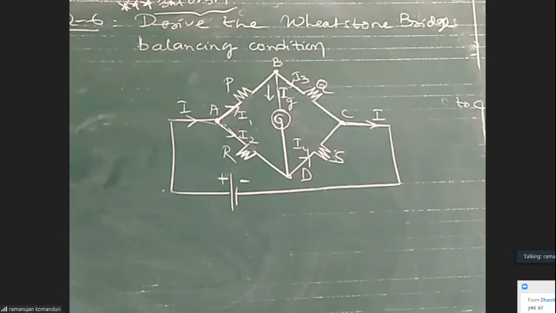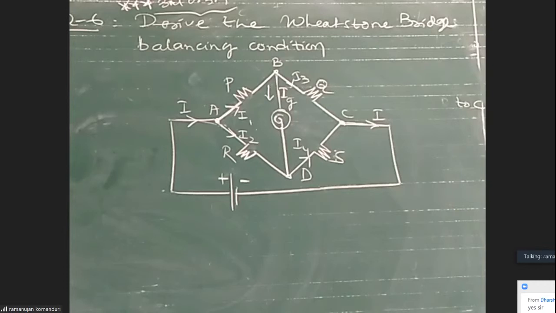Now listen. I have a circuit with four resistors P, Q, R, S. You can see in the diagram that PQRS are four resistors, and there is a battery connected which gives out a current called I. Current I reaches point A and finds two paths. One path is along P, the second path is along R. The current traveling into P is I1, and the current traveling into R is I2.